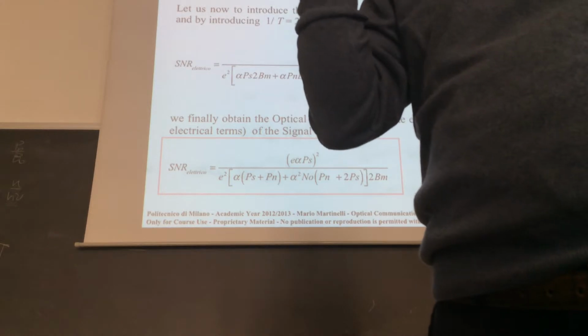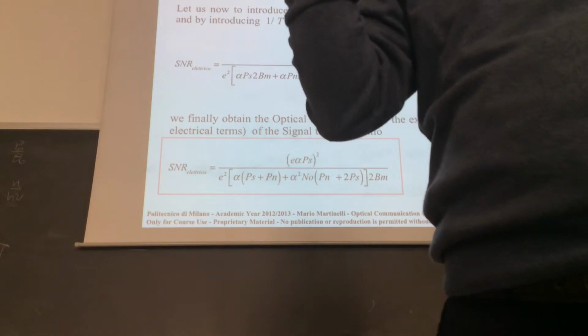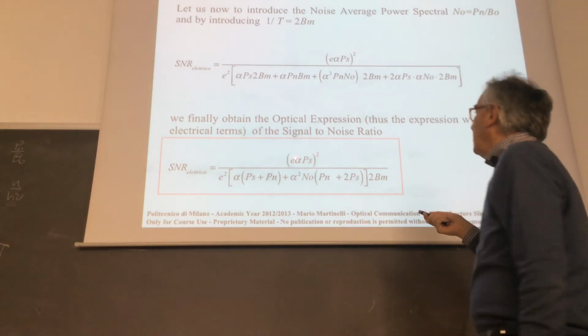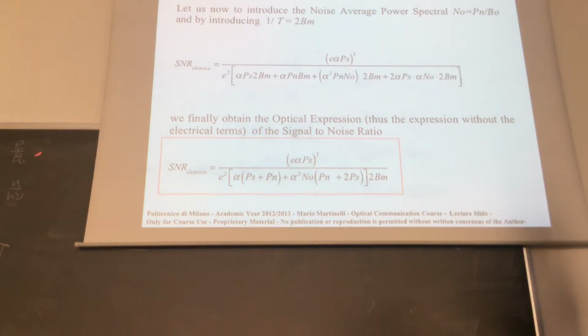So this is a power divided by spectrum, so a spectral level, in terms of unit of measure. This N0 multiplies the power of the noise at 2 times the power of the signal. All this is collected and is divided by 2 Bm.